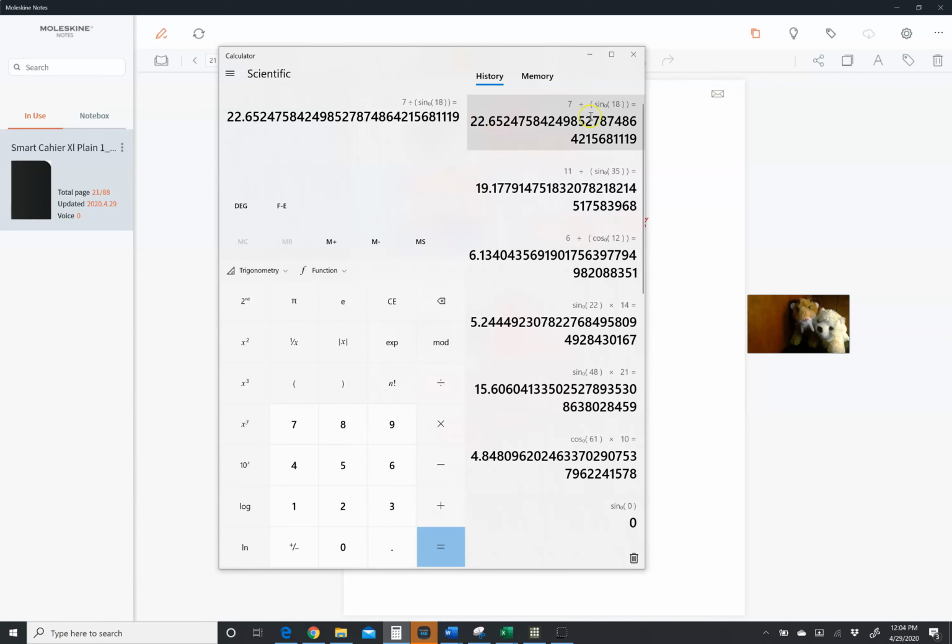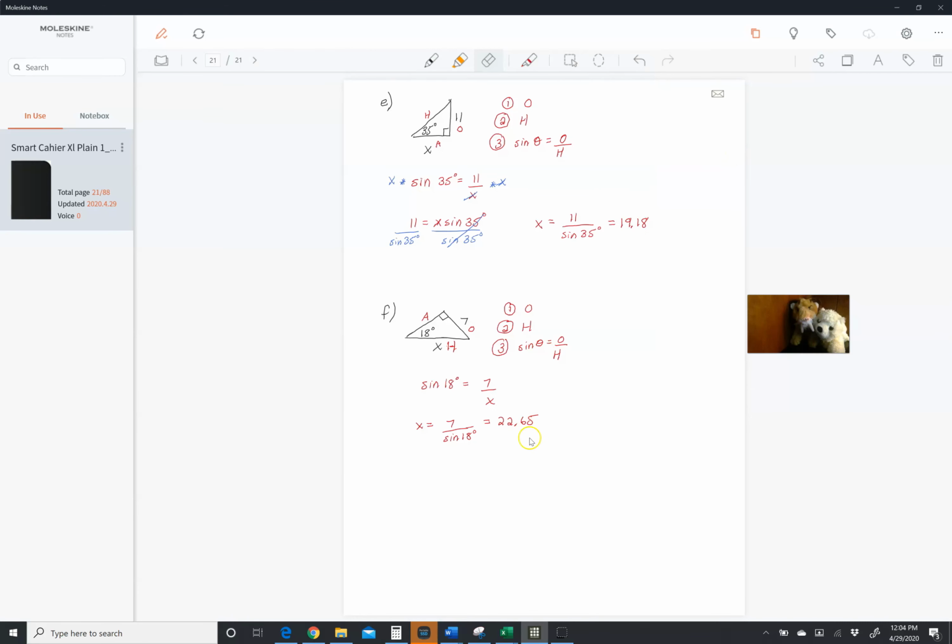Let's go back, make sure it's reasonable. We're looking for the hypotenuse, so it should be larger. It is larger than the opposite. And it's much larger, but that makes sense because this angle is not all that big. It's only 18 degrees. Okay? Let's do one last one.